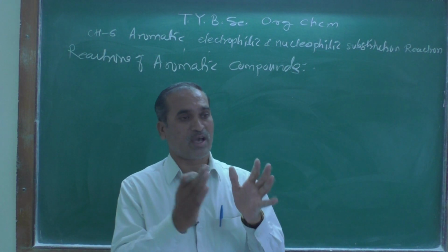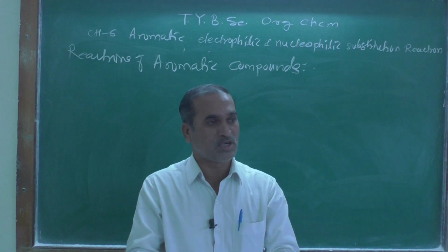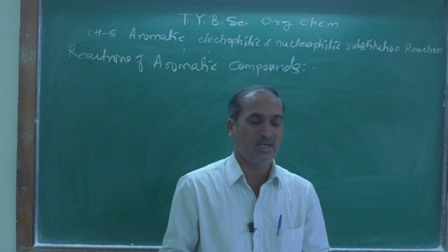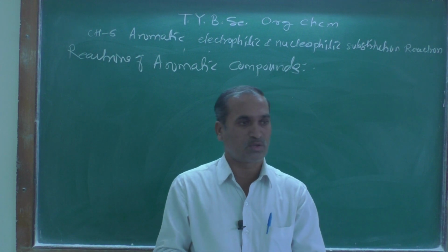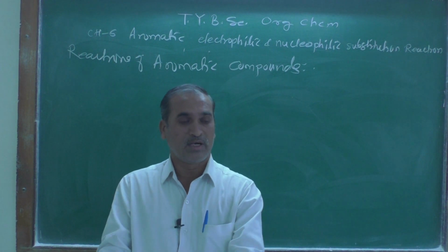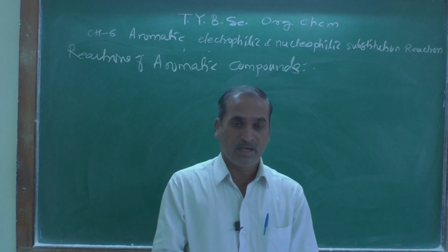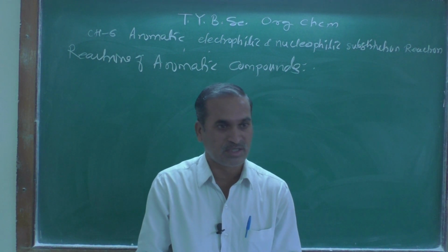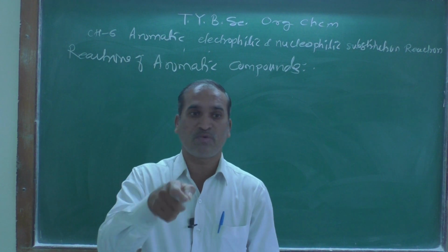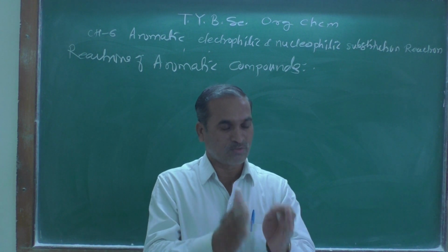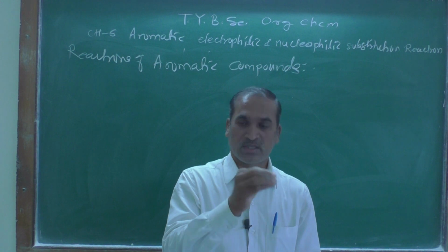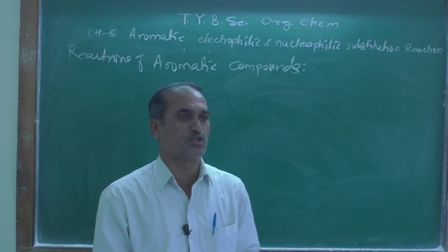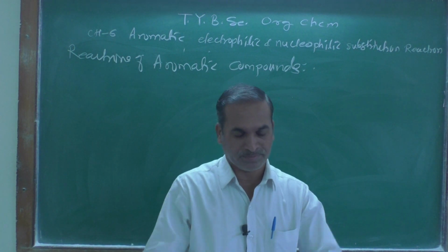Electrophile means what? They are electron deficient species and they are searching for electrons, or we can call them electron loving species. And the other one is a nucleophile. They are electron rich species and they are searching for the nucleus, or we can call them nucleus loving. And therefore the attraction between these two species makes the reaction take place.